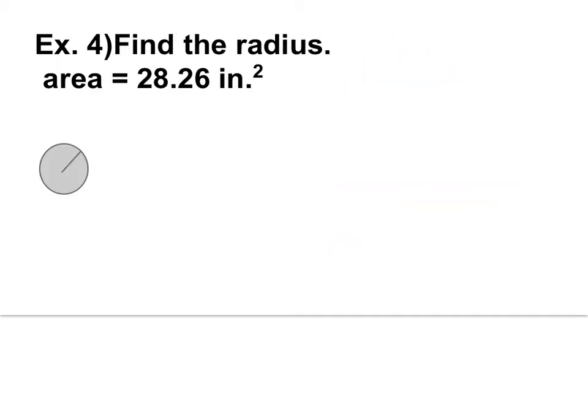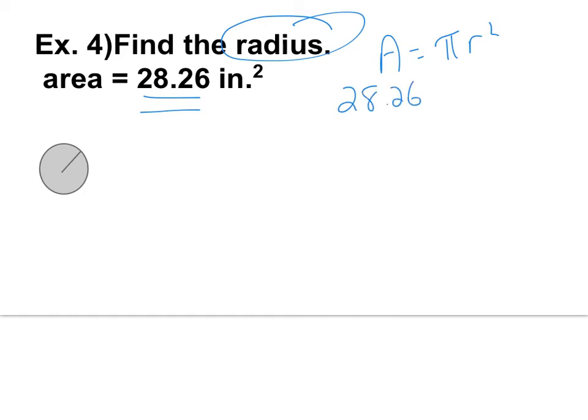Okay, solve for another dimension. So here we're solving for radius. We're already given the area. So if area equals pi r squared, this time we know the area, so we're going to go ahead and plug that in and replace A. So 28.26 equals, we know what pi is, that's 3.14. And then we don't know what r is, so we're going to leave r squared there. So focus on the right side of the equation. You want to get r squared alone. So we're going to divide both sides by 3.14.